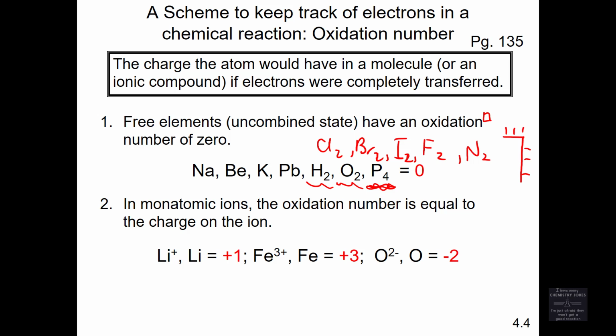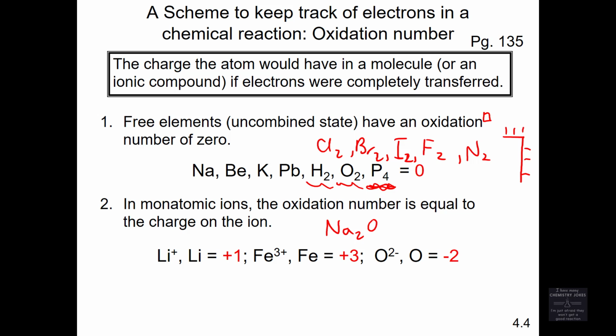Well, if lithium is a 1+, the oxidation number is a +1. If iron is a 3+, the oxidation number is a +3. If oxygen is a 2-, the oxidation number is -2. Whatever the charge is, that is the oxidation number. So we will often be given things where it's combined like so.